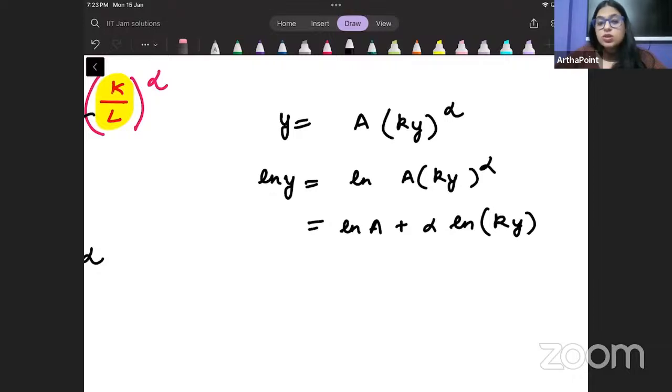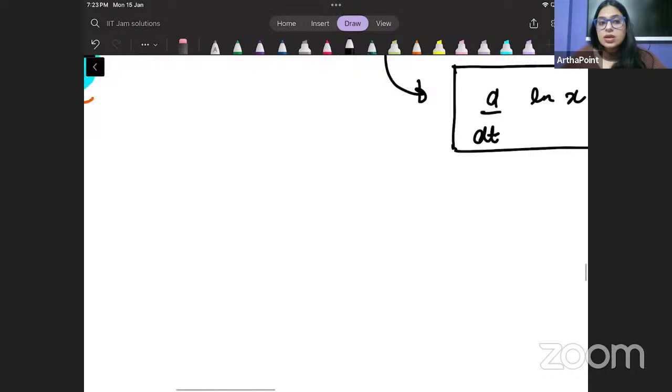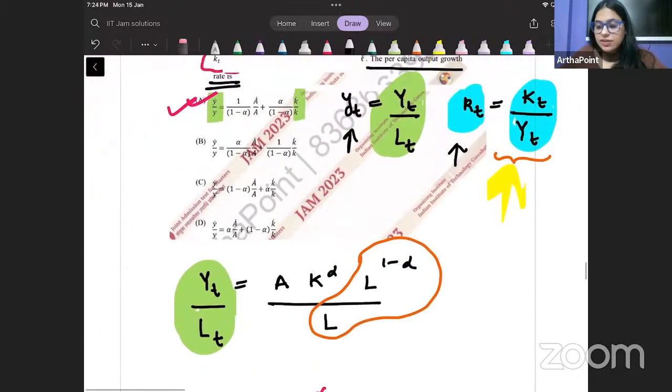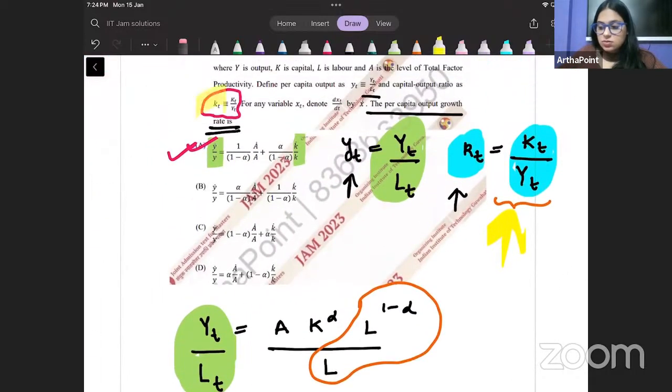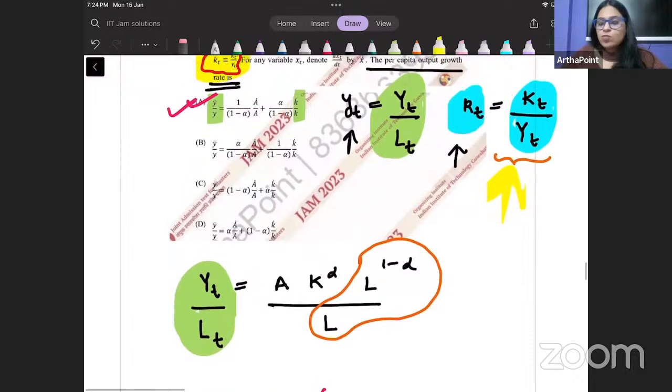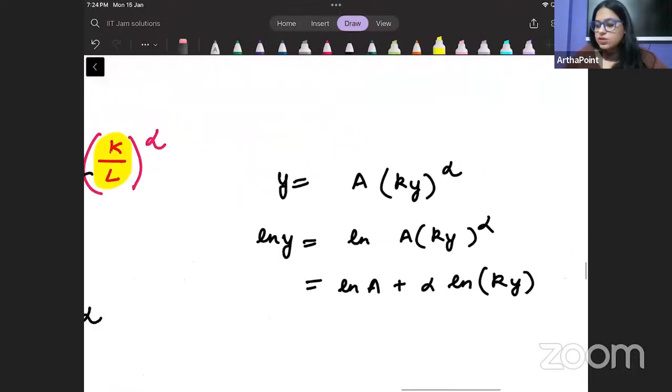You cannot replace k by L with small k beta. That is what I am mentioning here, because small k is defined as k by y. It is defined here, no? So you can't replace k by L with small k. So once you have got this, then just differentiate throughout.